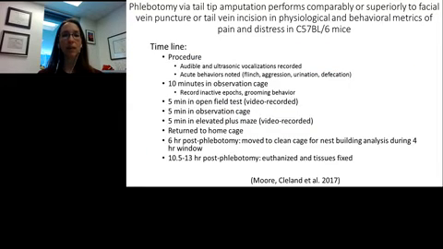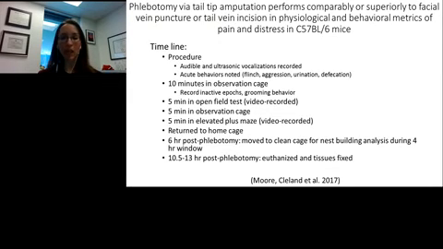So just briefly, the timeline of our study. During the procedure, we recorded any audible or ultrasonic vocalizations, and we also noted acute behaviors. And we then placed mice into a cage for 10 minutes and recorded behaviors such as activity or inactivity and grooming. Then mice went into an open field test for 5 minutes. They then had 5 minutes just sort of as a rest period back in that observation cage, and then they were placed in an elevated plus maze for 5 minutes, and both of those behavioral tests were video recorded.